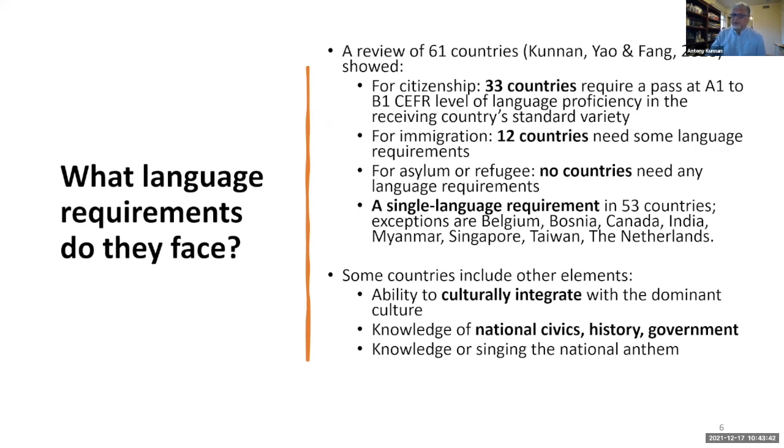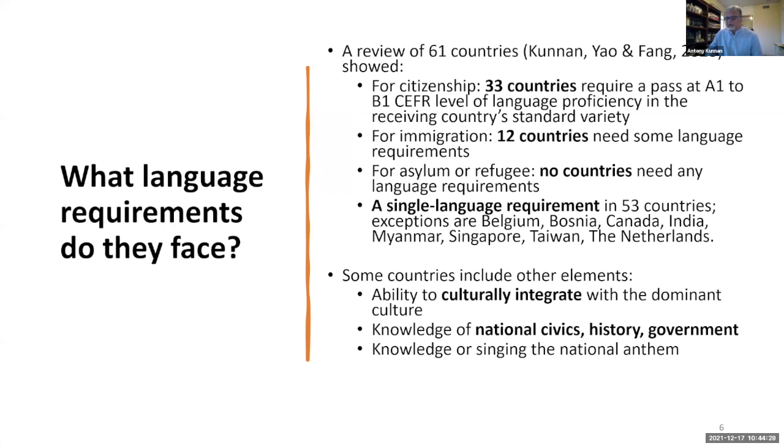Two former students of mine and I reviewed 61 countries, and we found the following. For citizenship, 33 countries require a pass at the level of A1 to B1 in the CEFR level of language proficiency in the receiving country's standard variety. So this is a global phenomenon, as you can see. It's probably wider than 61 countries. We haven't been able to review all the countries listed in the United Nations because many countries don't have websites that clearly outline their policies. For immigration, 12 countries needed some kind of language requirement.